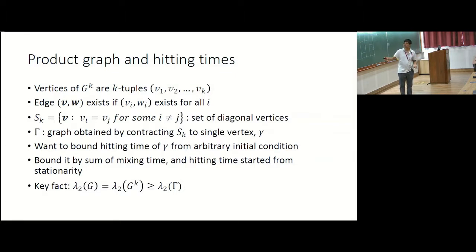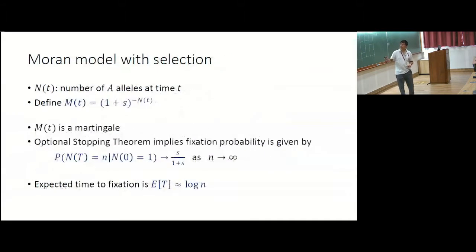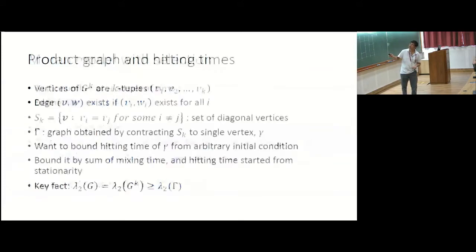So they do all these things in the paper, and then what they use is the fact that the spectral gap of your new graph gamma is at least as big as the spectral gap of your original graph. And then in this new graph gamma, you want to find the hitting time of this distinguished vertex, little gamma.